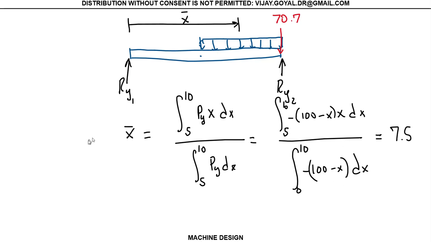So that means my equation now will be, if I take a moment about this point, my equation would be Ry1 plus Ry2 times 10 minus 70.7 times 10.